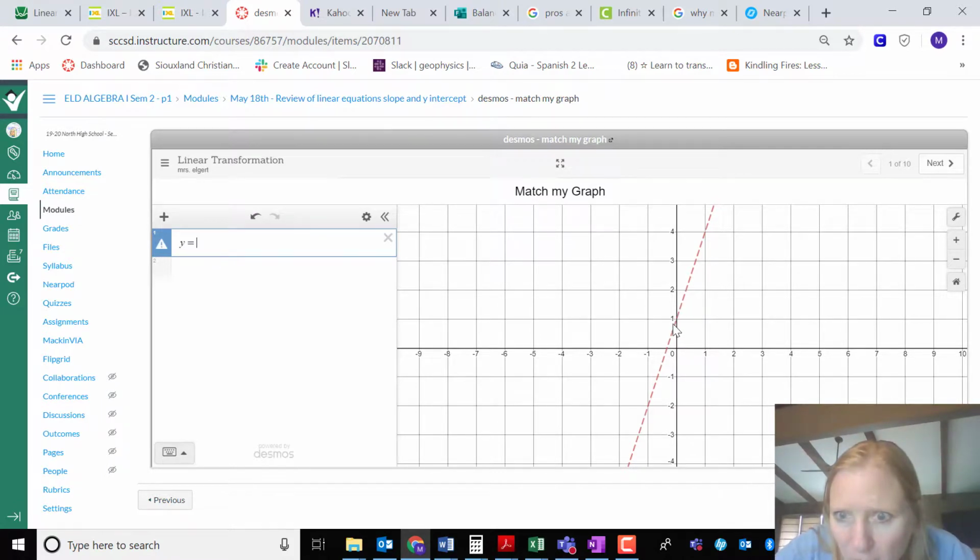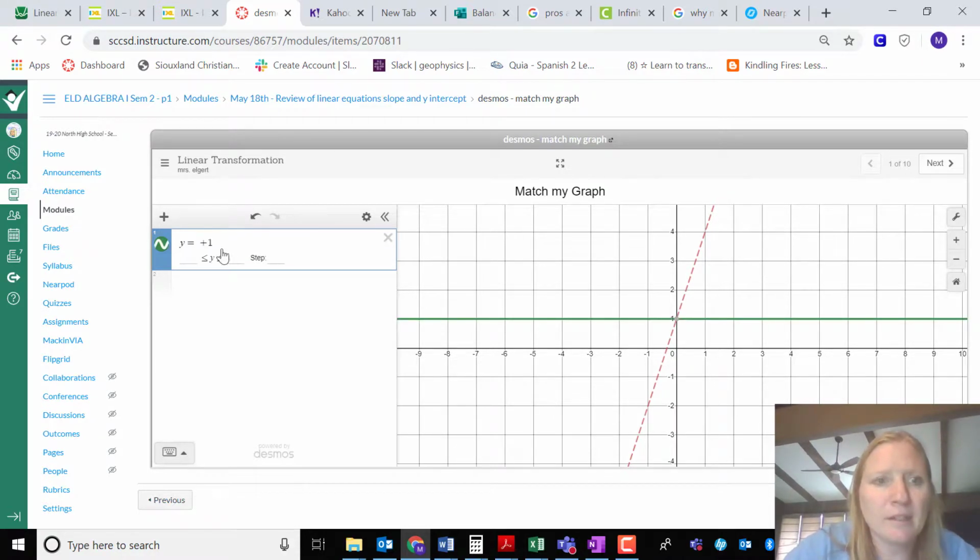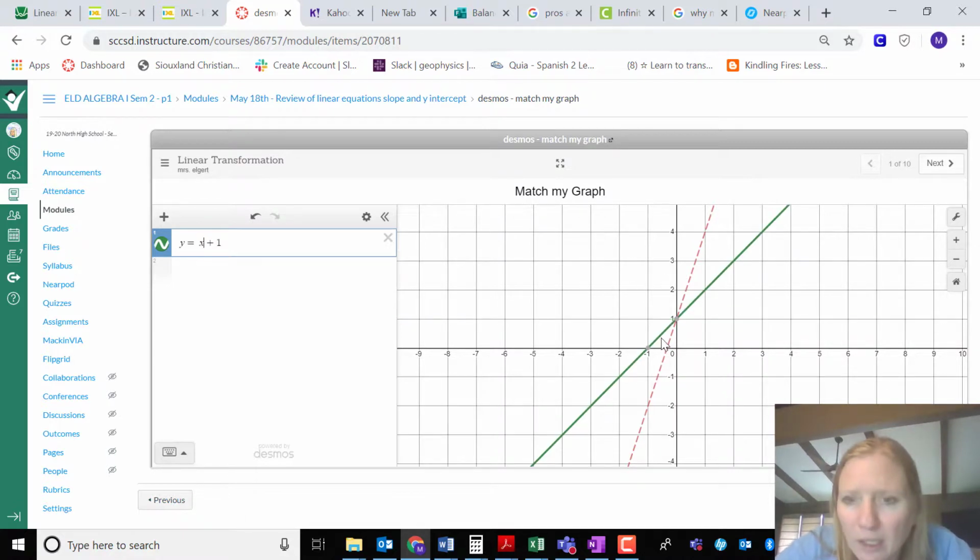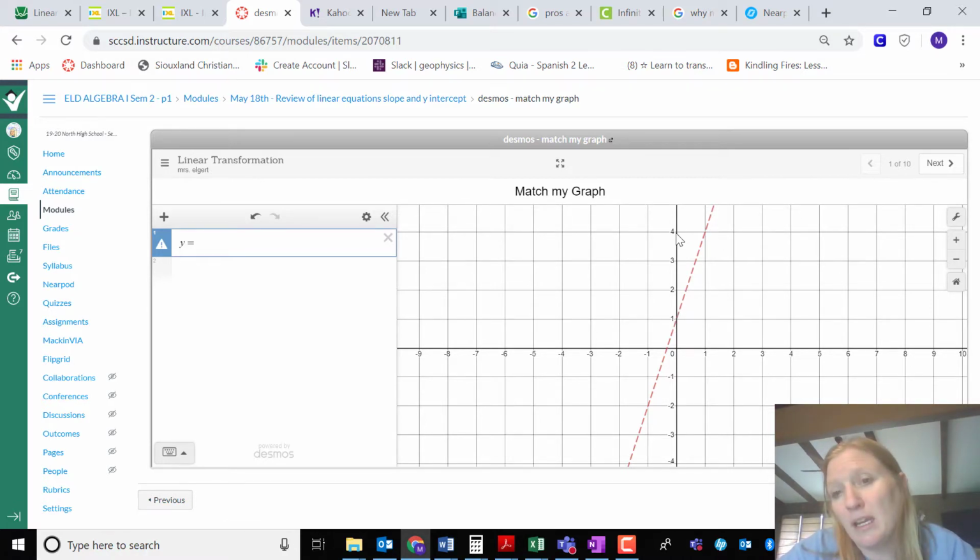So I know my y-intercept is at +1. So I know it's going to be something plus 1. And I have to find my slope. I'm going to do this. So I know it's +1. So my slope. So this point looks good. Not this one. This one. So how many did I go up? I went up 3 and over 1. So 3 over 1 is just 3x. And then my y-intercept is +1. So do you see how my red line now became a green line? So that's how you're going to do that.